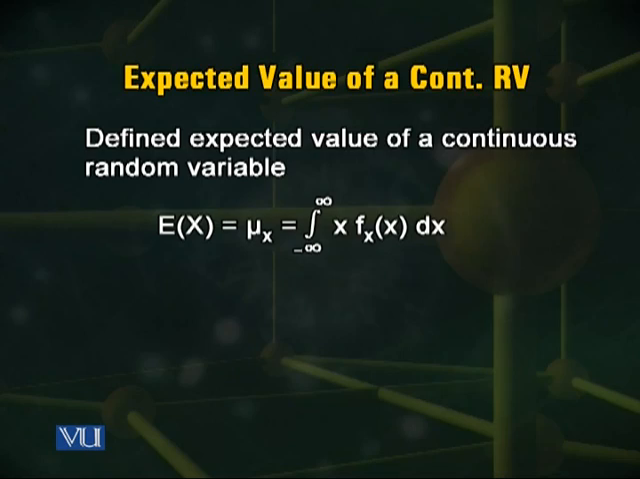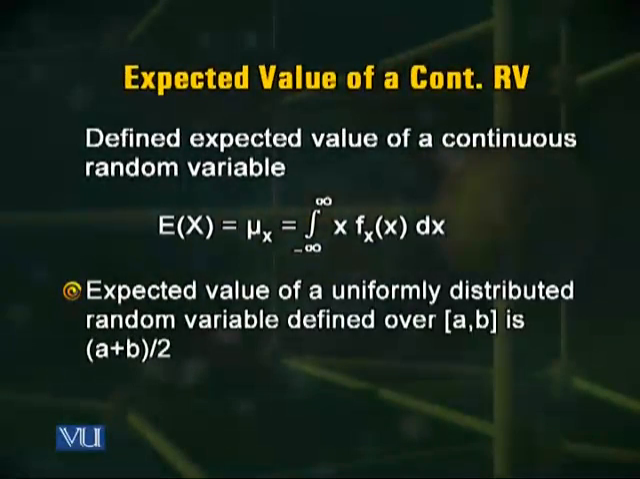Let's find out what will be the expected value of a uniformly distributed random variable which is defined from point A to point B. So this uniformly distributed random variable only takes on values between A and B, and the PDF is a constant height function with height equal to 1 over B minus A, assuming B is larger than A. It is simple integration, and you can find out that the expected value of a uniformly distributed random variable defined between A and B is equal to B plus A divided by 2, or the midpoint between A and B.